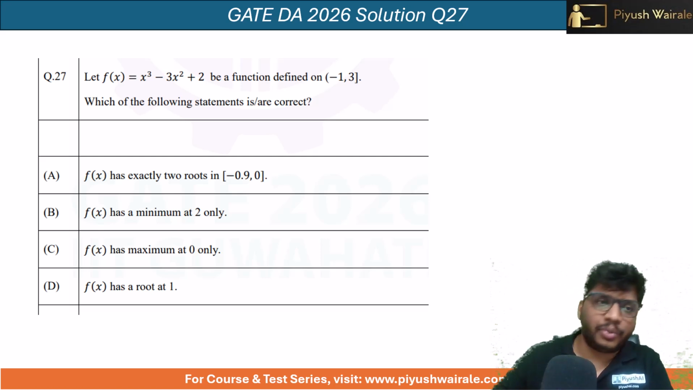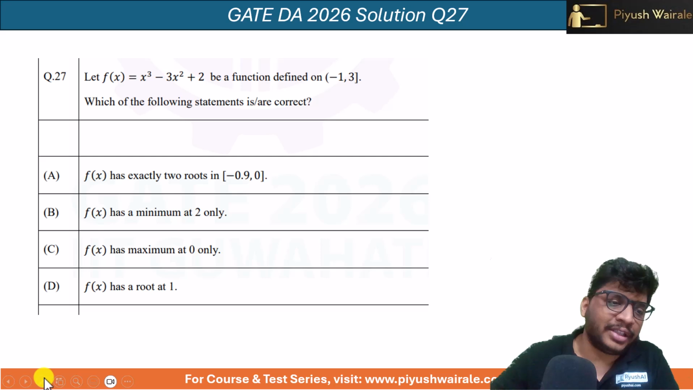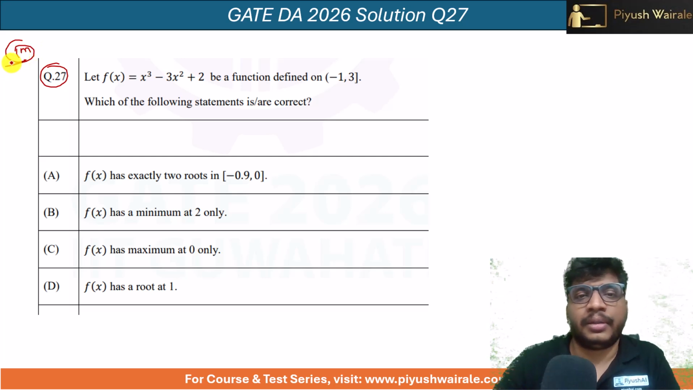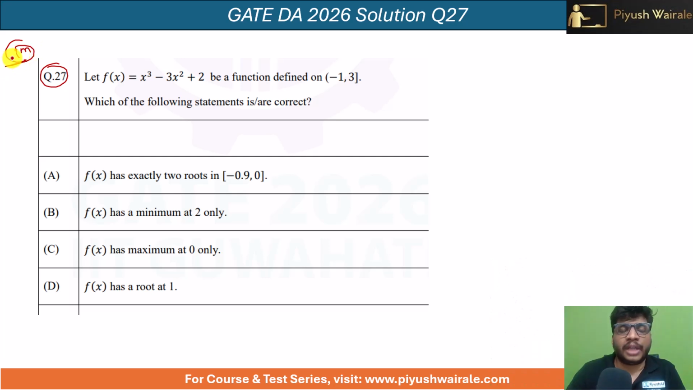In this video we are going to discuss question number 27 of the GATE DA26 exam, which was asked for a simple 1 mark. This question is based on the calculus subject, which is very important. We have solved this type of question in our test series as well. Almost every mock test has a question of this particular type. So let's read the question carefully.